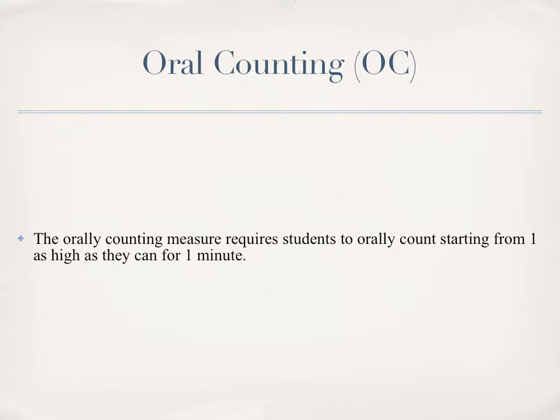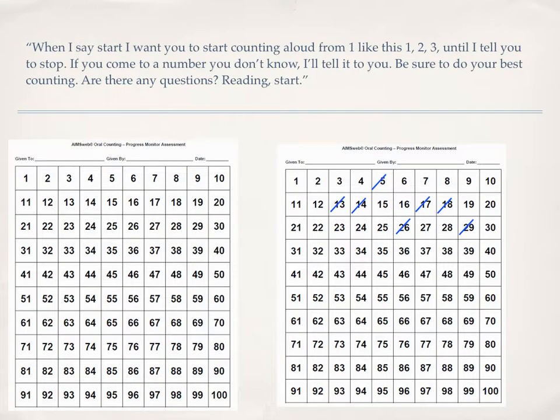The oral counting measure requires students to orally count starting from 1 as high as they can for 1 minute. Here is what the instructor's scoring sheet looks like. The instructor will mark a number as incorrect if the student takes longer than 3 seconds to answer, struggles with a number, or substitutes a number. Immediately following the test, the instructor will calculate a score of correct over incorrect answers. The goal is to have a 95% inter-rater reliability between 2 examiners.